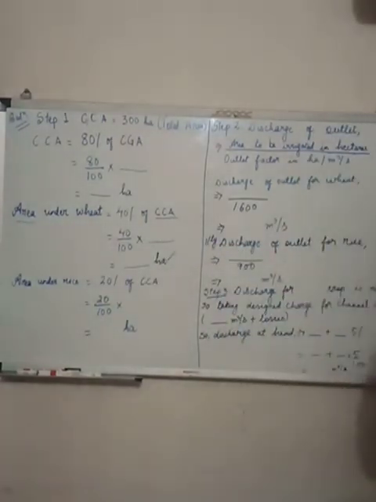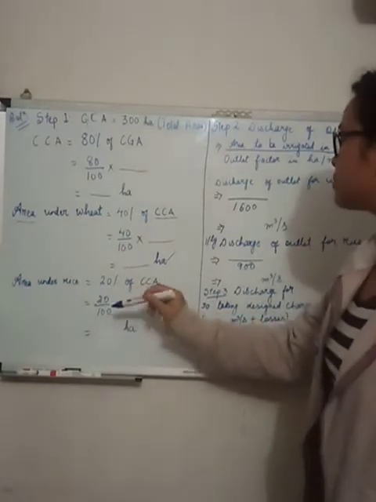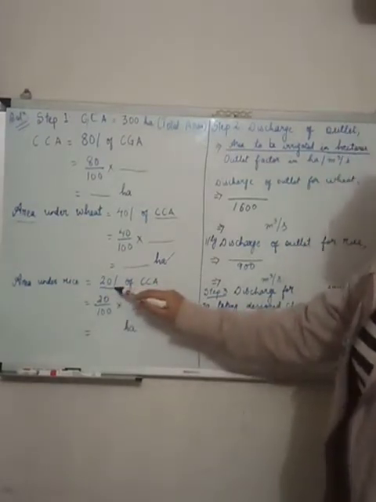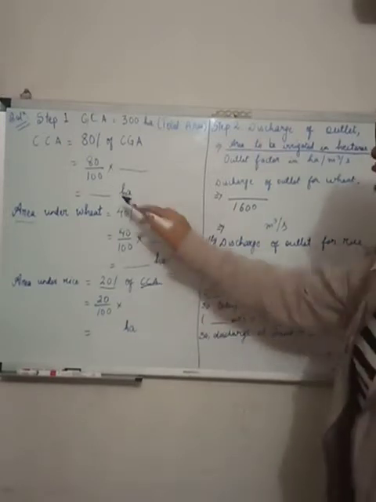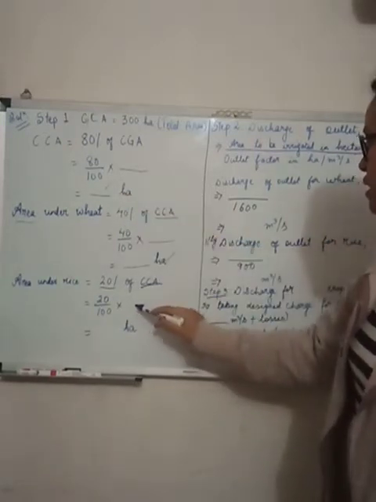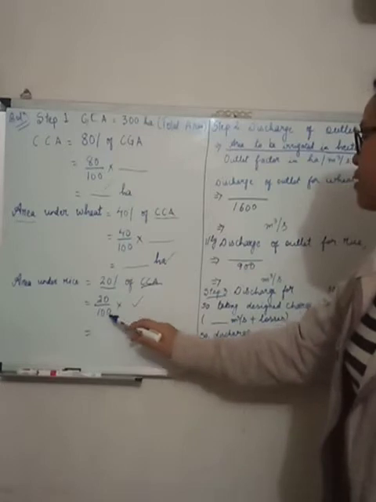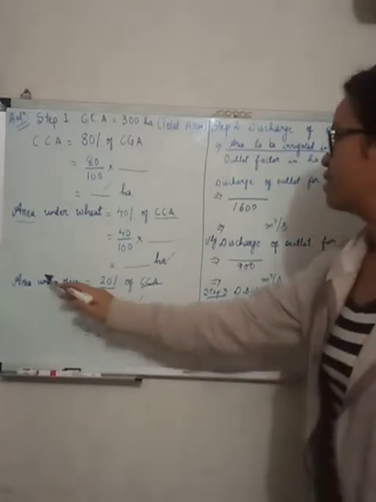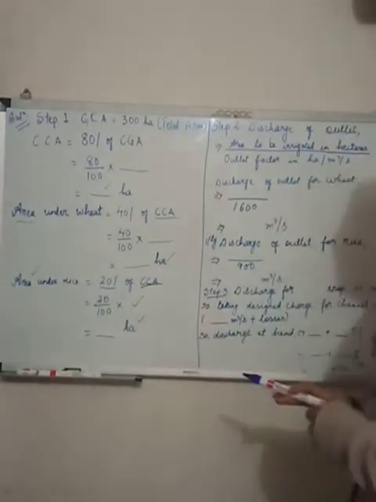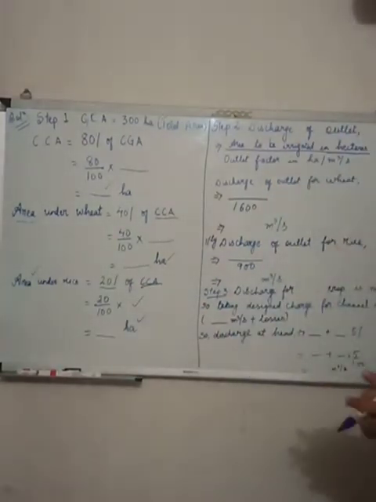Now the area under rice, 20% is being cultivated from CCA. Again you put the value here. So 20% divided by 100 into CCA, and you will get the value here in hectares, the area in hectares. Now the first part of the question, you have to find the discharge of the outlet.